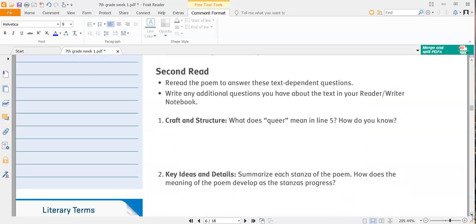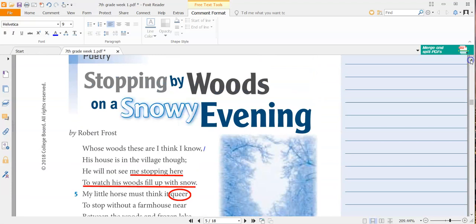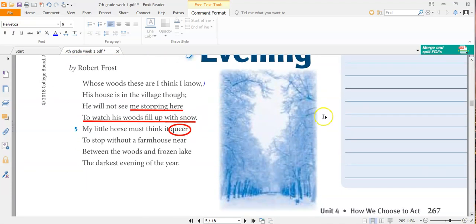Number 1, what does "queer" mean in line 5? How do you know? Okay, so we've talked about how the word queer has been used as like a derogatory word before, like insulting, but it also means something different. And we could figure out what it means based on using our background knowledge and our context clues. So check this out. "My little horse must think it queer to stop without a farmhouse near."